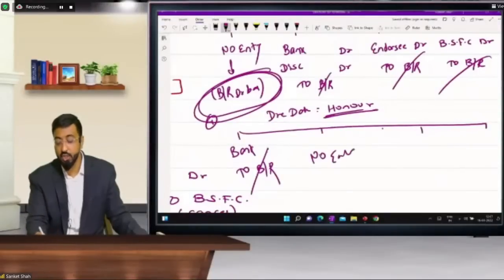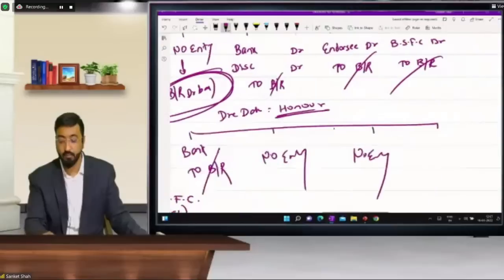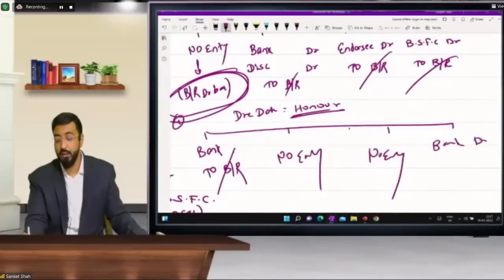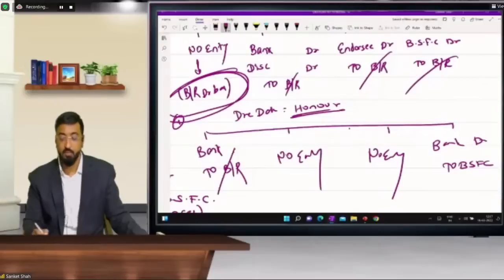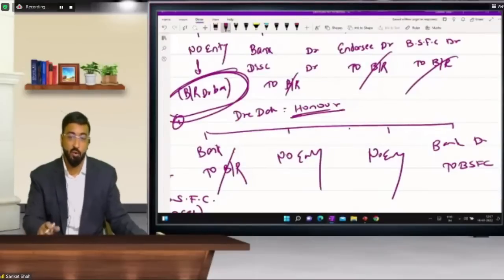In the second situation, no entry. In the third situation, no entry. And in the fourth situation, bank account debit to bill sent for collection.